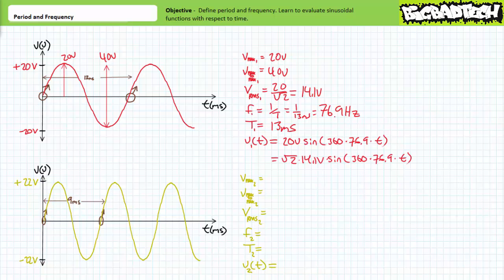Given the relationship between peak value and effective or RMS value, one might also see this expression written as V1 of t equal to the square root of 2 times 14.1 volts times the sine of 360 times 76.9 times the time of interest, making it exceedingly obvious this waveform has an effective value of roughly 14.1 volts.